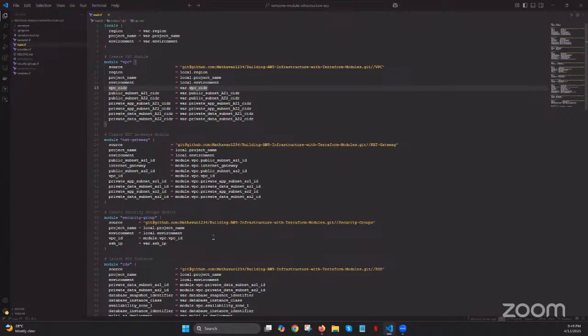Whoever is reviewing it understands that by looking at the source. You see, for each of your modules, you have a source. They can see where it is pulling it from. So anyone that understands Terraform modules would understand that.